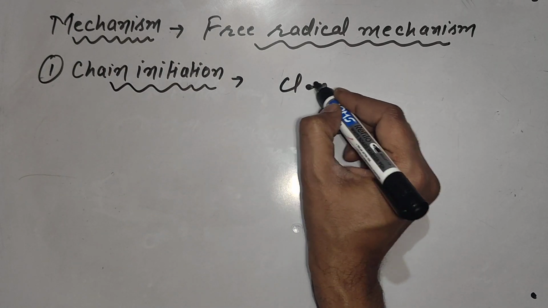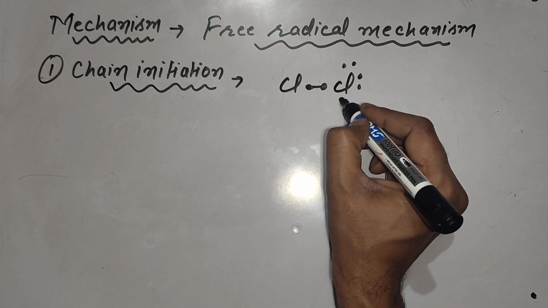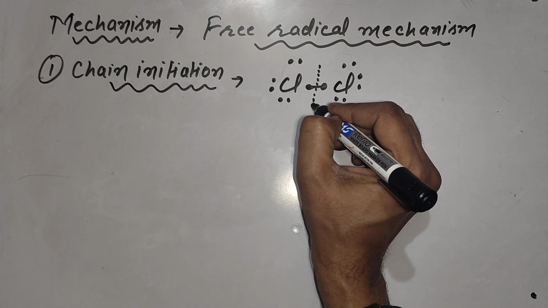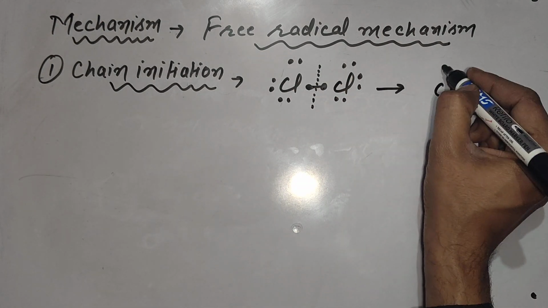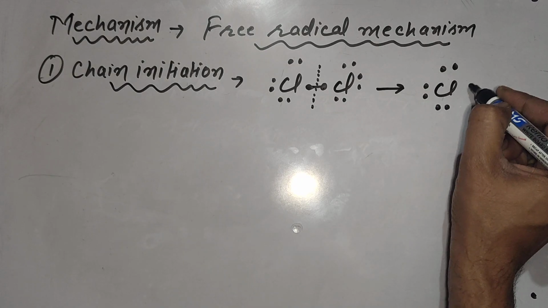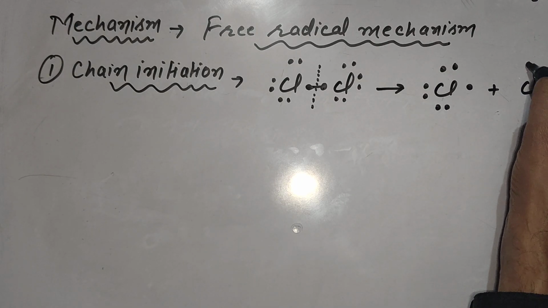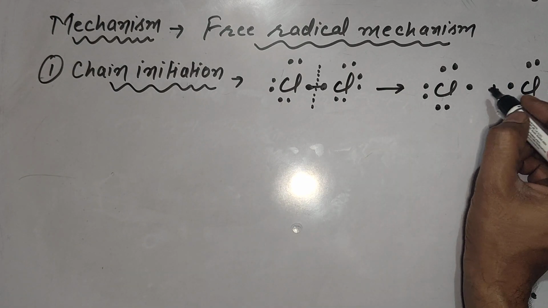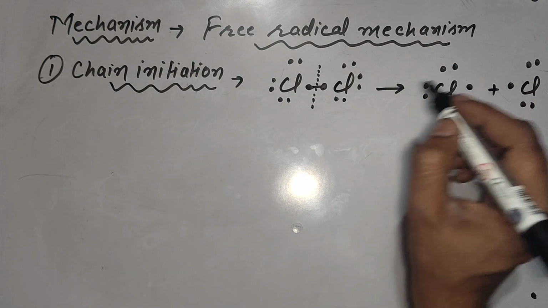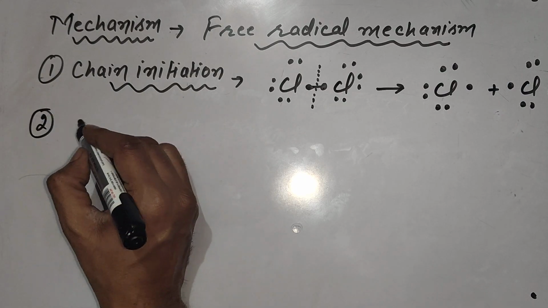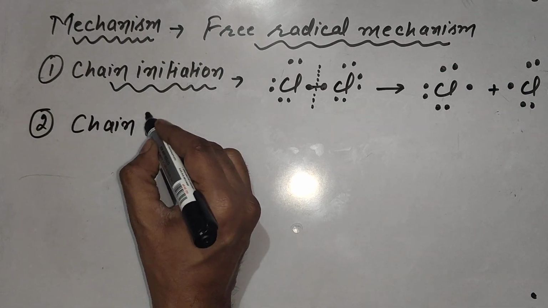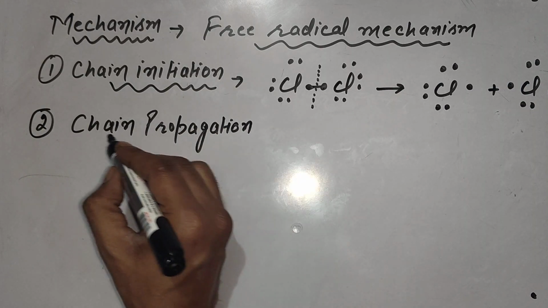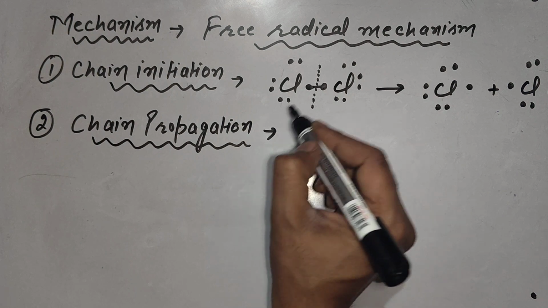At high temperature, the chlorine molecule will break like this and chlorine free radicals will generate. These are chlorine free radicals. They have one unpaired electron. Second step is chain propagation, in which products will generate.